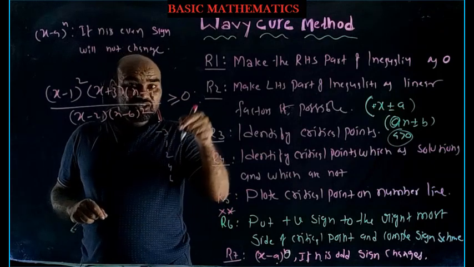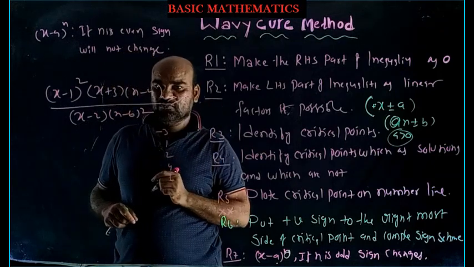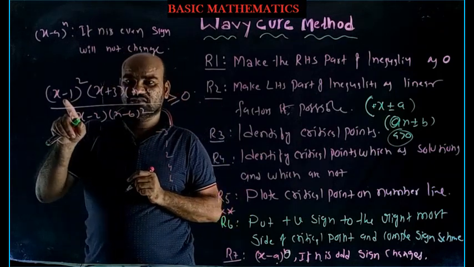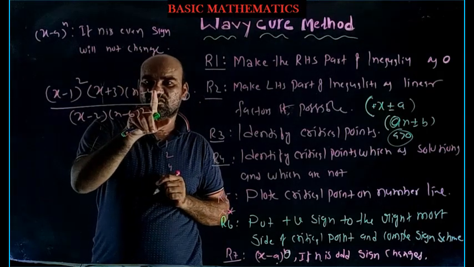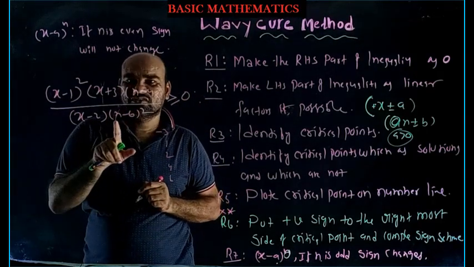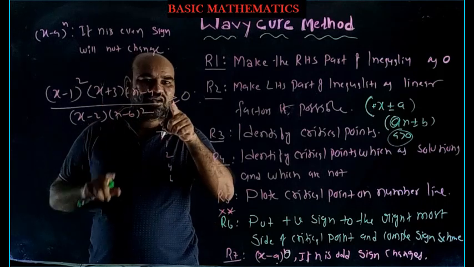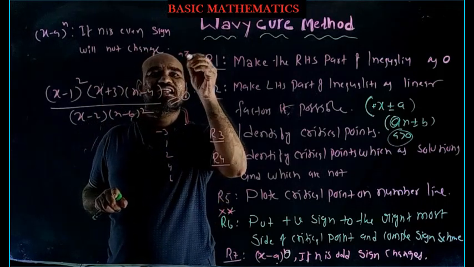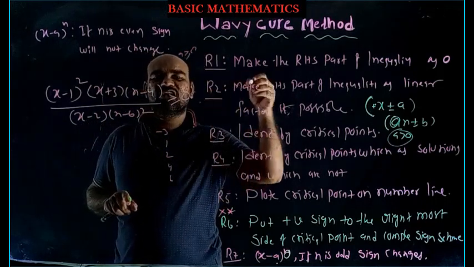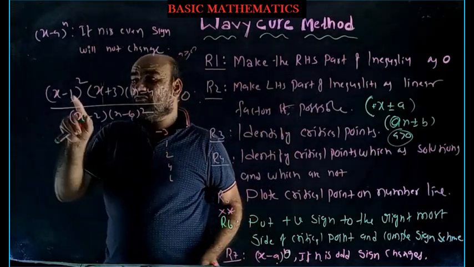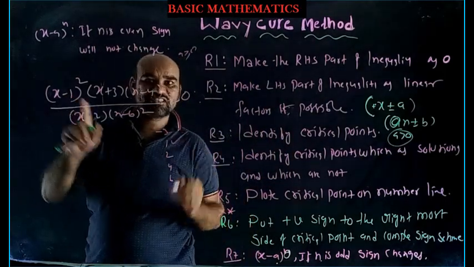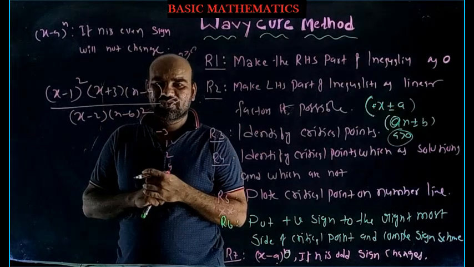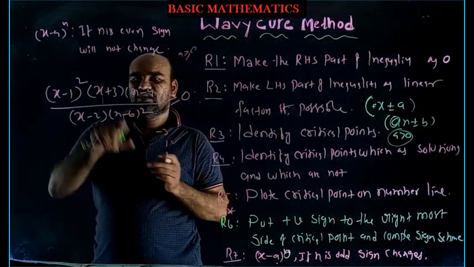Next, we want to identify which critical points give a solution. Put x equal to 1: numerator 0, denominator non-zero, 0 by non-zero is 0, which is greater than or equal to 0. I already explained that greater than or equal to 0 means either greater than 0 or equal to 0. So 1 will satisfy. Critical point 1 is a solution of the problem.